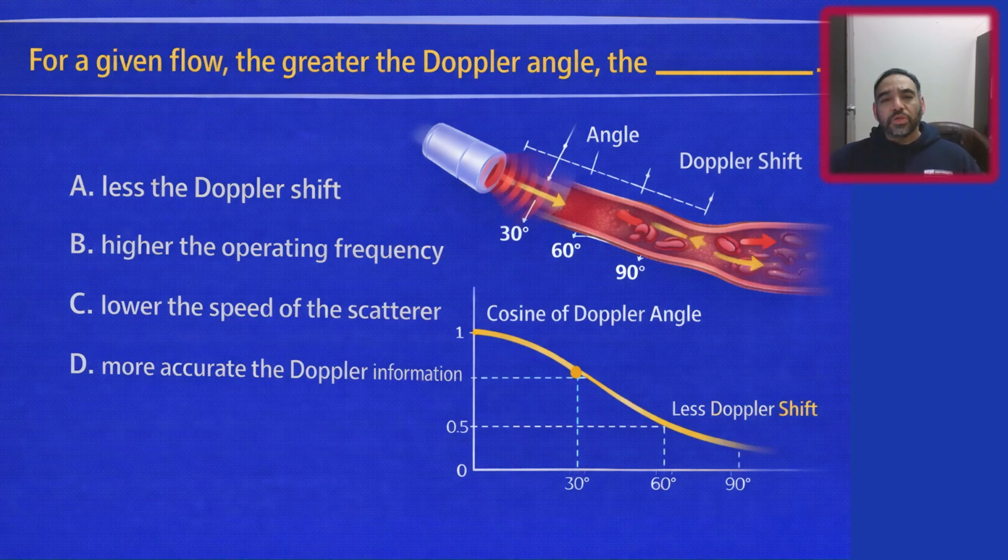And the other answer, D, more accurate the Doppler information. Actually the opposite is true. As the Doppler angle increases, angle errors cause larger velocity calculation errors. So accuracy decreases, especially above 60 degrees. Greater angle equals less reliable information.